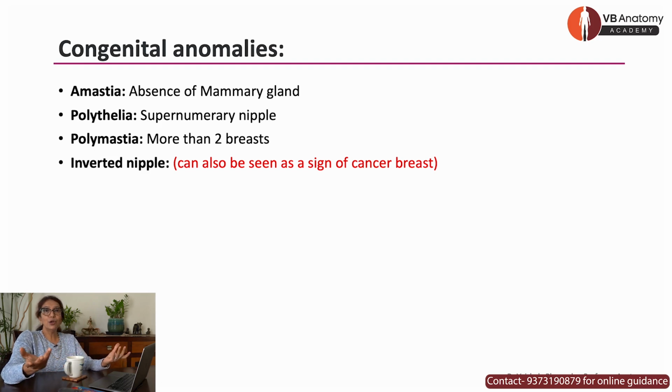So we know that there are a lot of congenital anomalies like amastia, absence of mammary gland, polythelia, multiple nipples, and so on. But remember, an inverted nipple is something that can be a sign of breast cancer and should be watched out for.